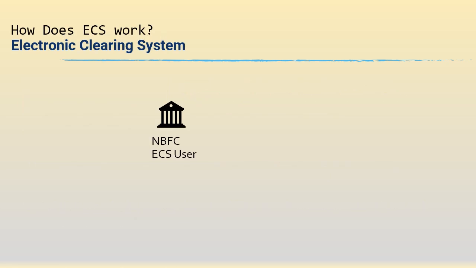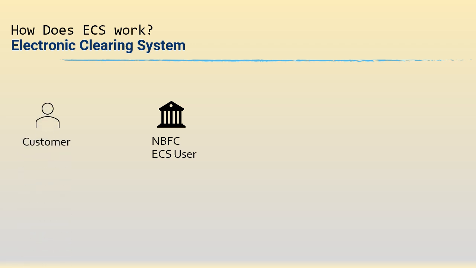Before we understand NACH, let's understand a little bit about the old ECS system, the electronic clearing system, which we have been using for the past 2 decades. We are going to see what the drawbacks of ECS are, and what hence led to the new NACH system. So let's assume that you have an NBFC like Bajaj Finance where you have a loan, a personal loan maybe. They are also known as an ECS user.